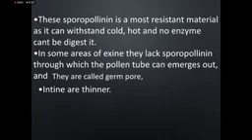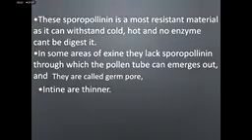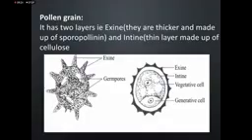In some areas of the exine they lack sporopollenin, through which the pollen tube can emerge out, and they are called germ pores, and the intine is thinner. You can again see the same image, that is the pollen grain as a whole and a section of the pollen grain.